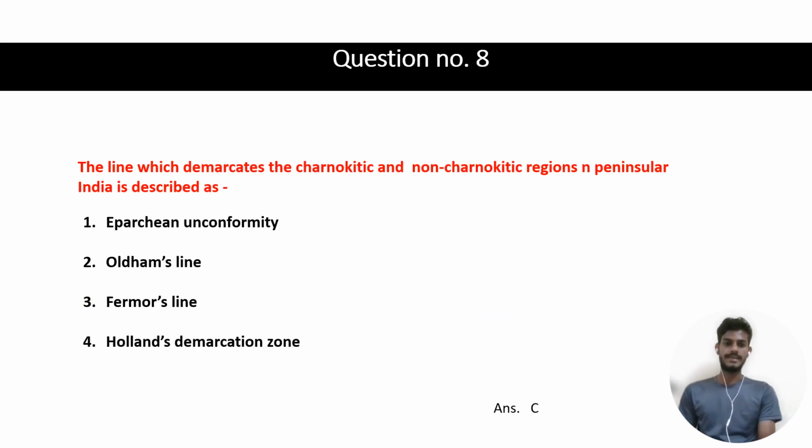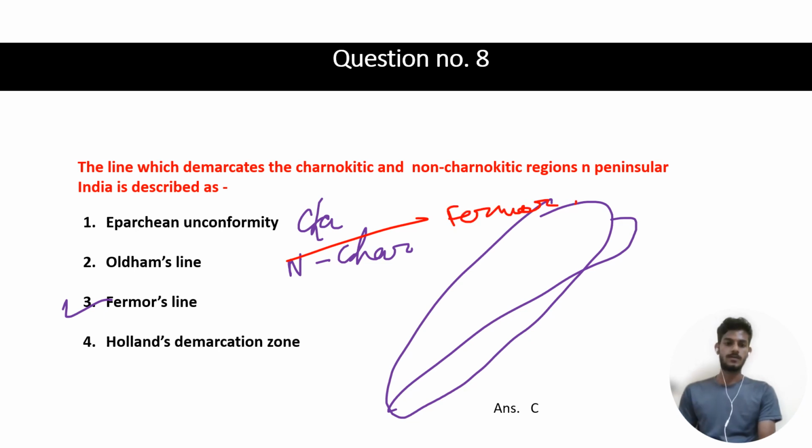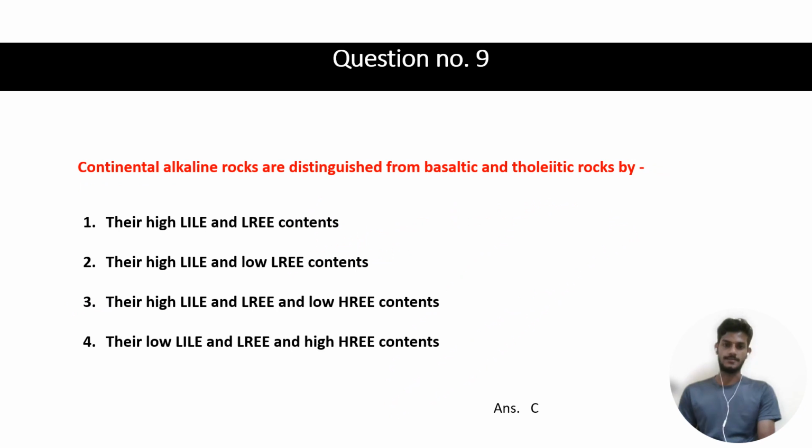Another question, question number 8, is the line which demarcates the Charnockitic and non-Charnockitic regions in peninsular India is described as. So it is described as your Fermor line. So if you talk about the Eastern Ghat Mobile Belt, you have two different regions. One is Charnockite and another is non-Charnockite. Okay, and the line which demarcates or distinguishes between these two is known as your Fermor line. Okay, the third option will be the right answer here.